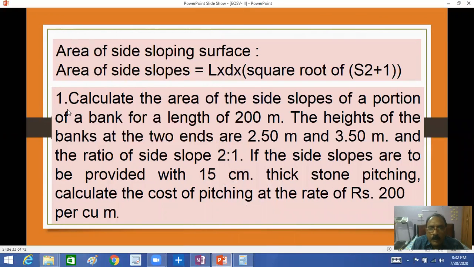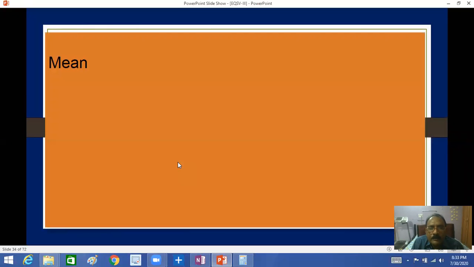We will see one problem here. Calculate the area of the side slopes of a portion of a bank for a length of 200 meters. The heights of the banks at the two sections are 2.5 meters and 3.5 meters, and the ratio of side slopes is 2:1. If the side slopes are to be provided with 15 centimeter thick stone pitching, we have to calculate the pitching area. Calculate the cost of the pitching at the rate of 200 per cubic meter. This is the problem we have to calculate.